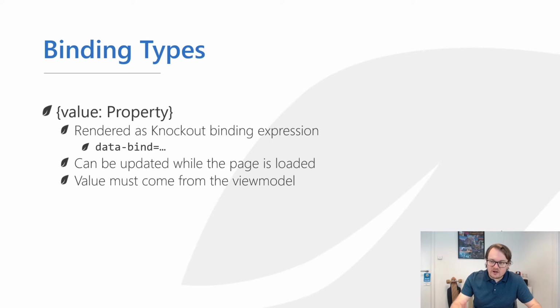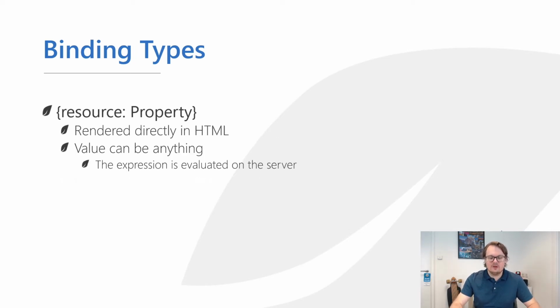But the current year is something a little bit different, because we don't need it in the view model. It's not the state of the application, it's just some ambient value that gets rendered and forgotten. The user won't do any interaction with this value. So that's why we have the resource binding, and it's basically a binding expression that is evaluated on the server. So it can use other things, not just the view model.